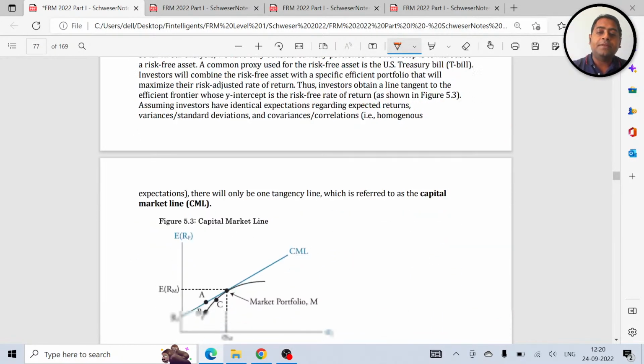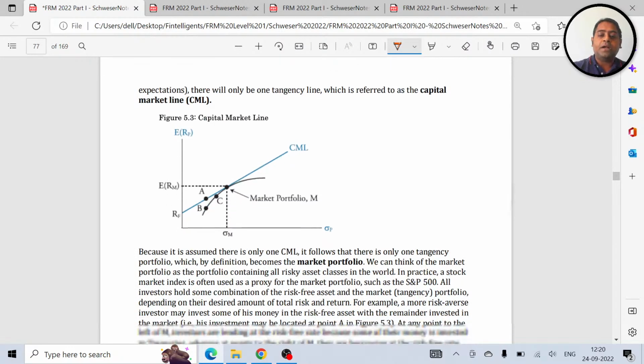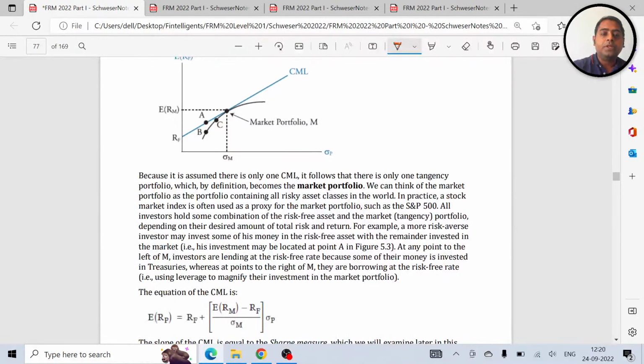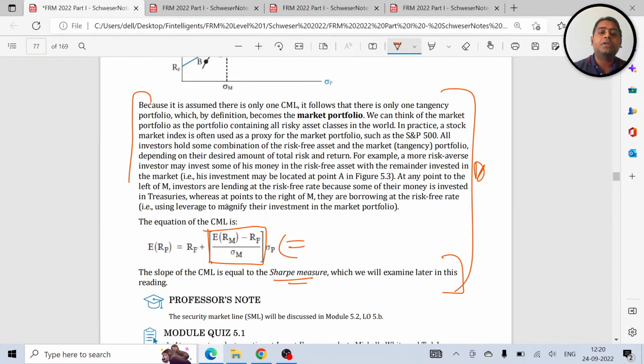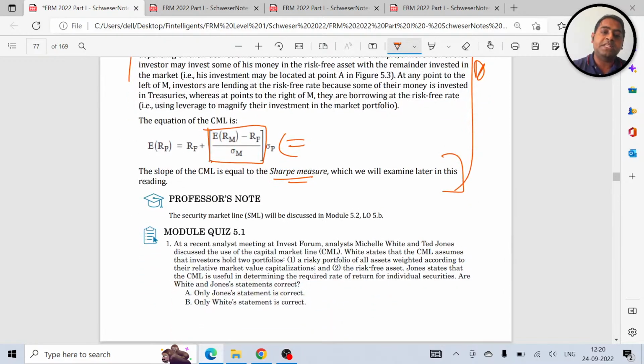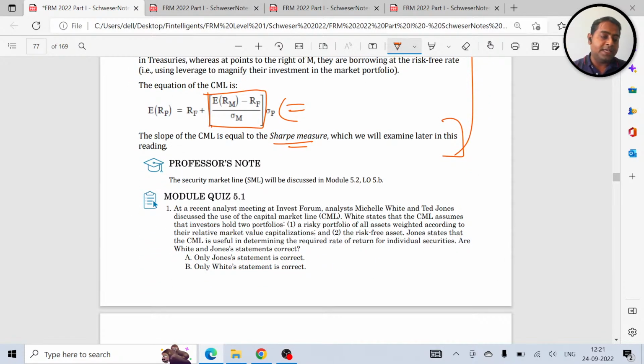Capital market line, this entire part is important, where they're saying what happens when you add a risk-free asset. The formula is not tested as such, but the base of the formula, which is the Sharpe measure, is connected to one of the next chapters. That's why I have highlighted it from the exam perspective.